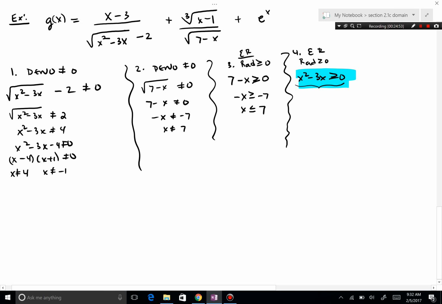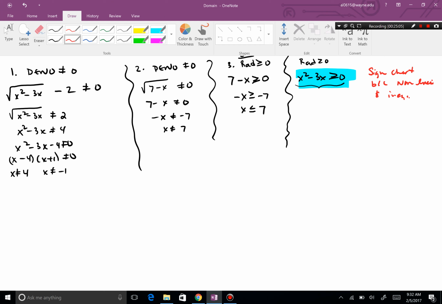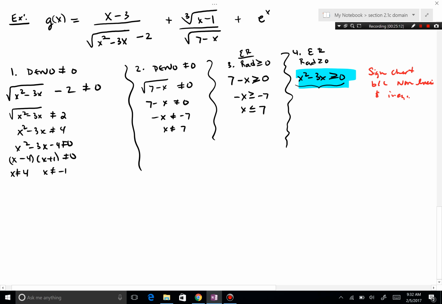We need a sign chart. Why so? Because it is a non-linear inequality. I talked about this in great detail in my video 1.8. I would encourage you to go back and watch that as a review if you need a review on how to make a sign chart. So what do you need? You need to figure out when this function right here is equal to 0 and when it is undefined, which some of you guys call bad numbers.